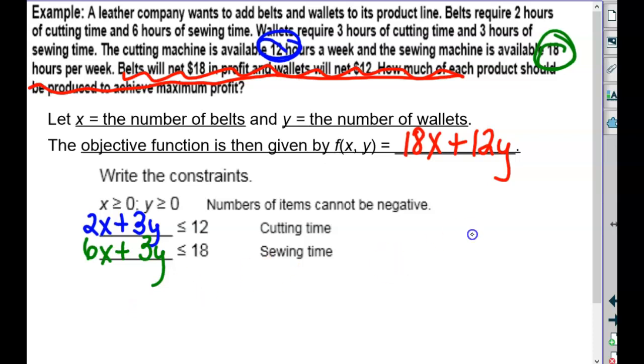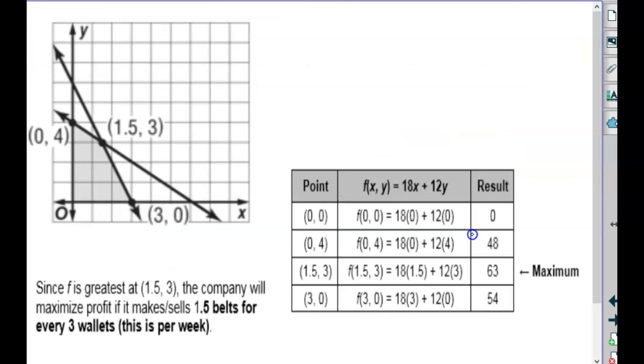We got to graph this. Is there a graph or is it already done for you? Oh, good. Look, magic. Okay. How could we have found that point of intersection?